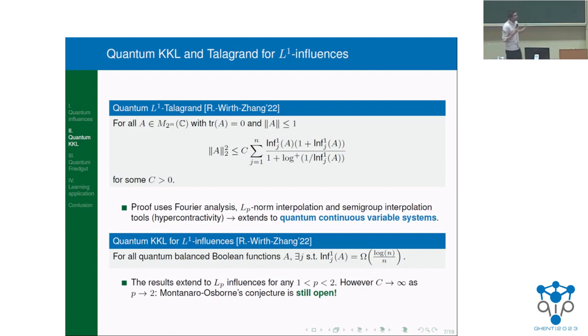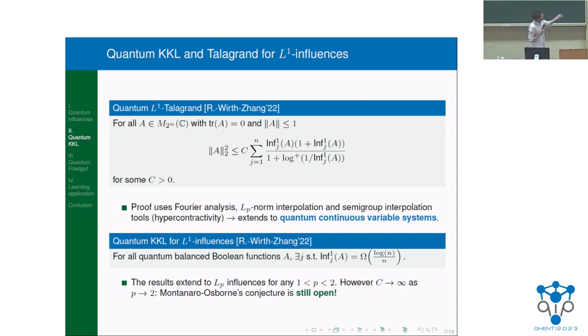So from here, the path from classical to quantum is quite straightforward. First, we will show that one can recover Talagrand's inequality for quantum Boolean functions. And then we'll use exactly the same trick as before to get a quantum KKL. So here's one version of our Talagrand inequality. And on the right-hand side, we only have quantities which depend on the L1 influence.